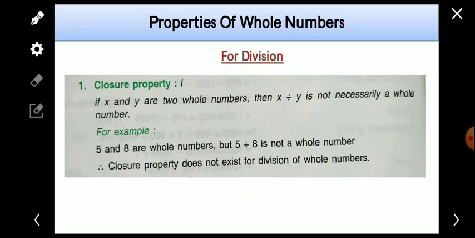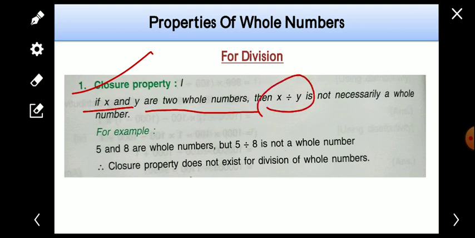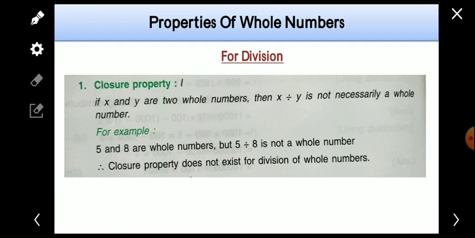So the first property is the closure property. It says that if x and y are two whole numbers, then x divided by y is not necessarily a whole number. It means if we divide one whole number by another whole number, it is not necessary that we will always get a whole number as a result. Sometimes we will get a whole number, sometimes we will not. It means the division of whole numbers is not closed.